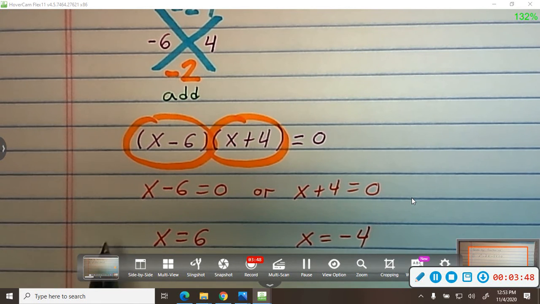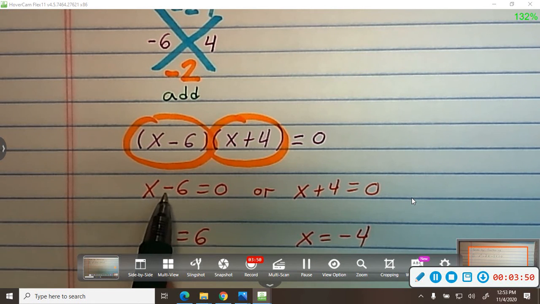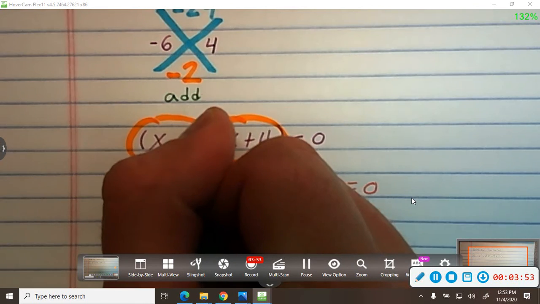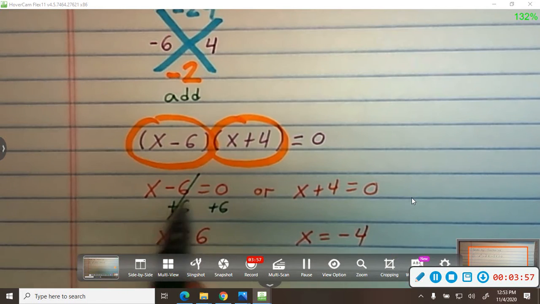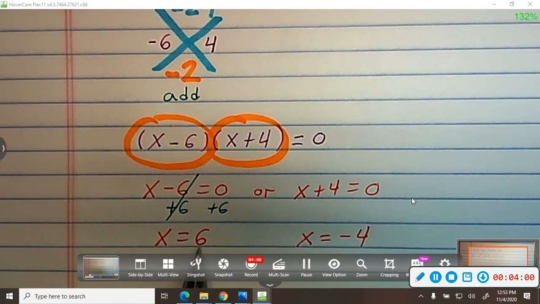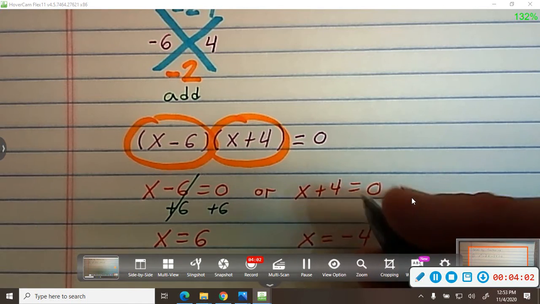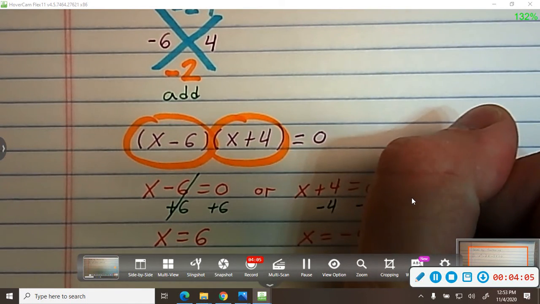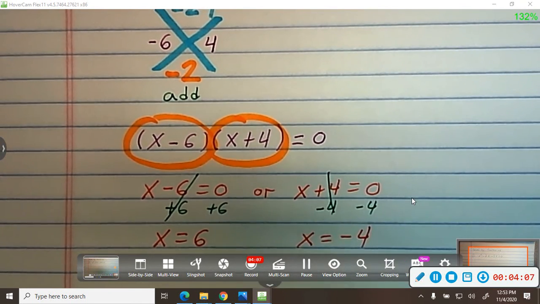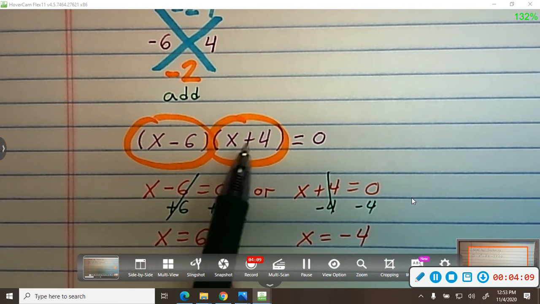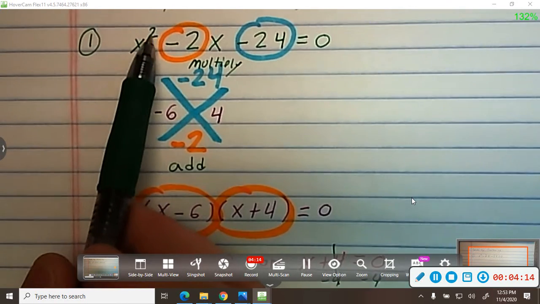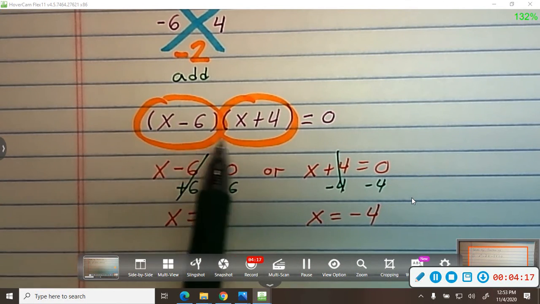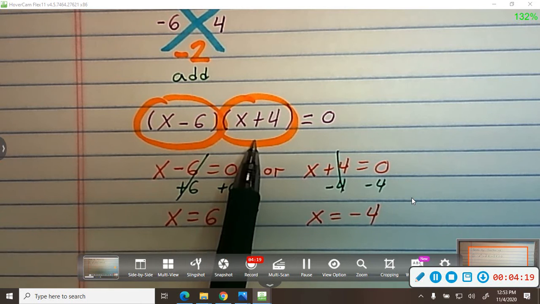Another way you could think of it is you're trying to solve for x. So what number minus 6 is 0? Remember, you could solve this by adding 6 to both sides. So then you get x is 0 plus 6, which is 6. And then to solve for x here, you would minus 4 from both sides. And you get x is negative 4. These are called linear factors. So what we're doing is we're taking something from the second power and dropping it to what's called linear factors, 2 lines. And those are easier to get the answers from.